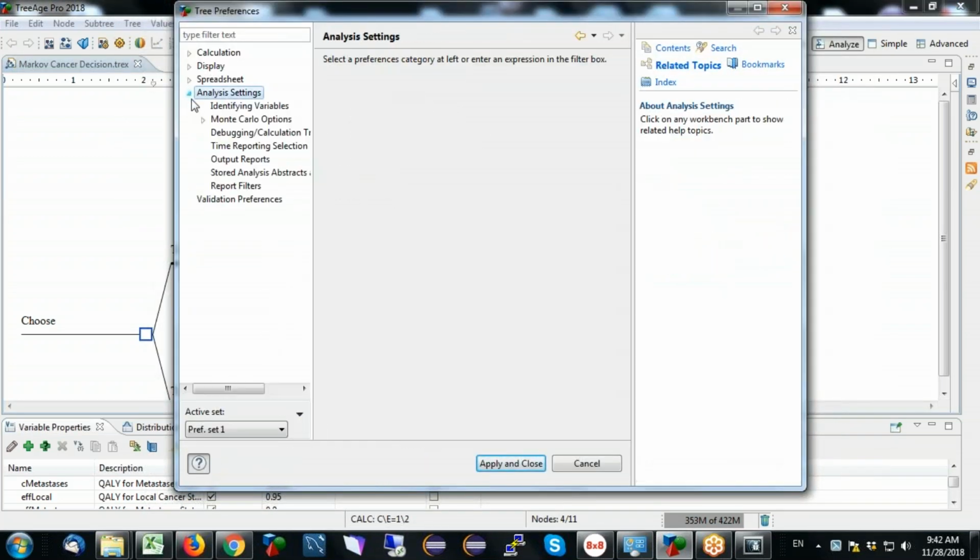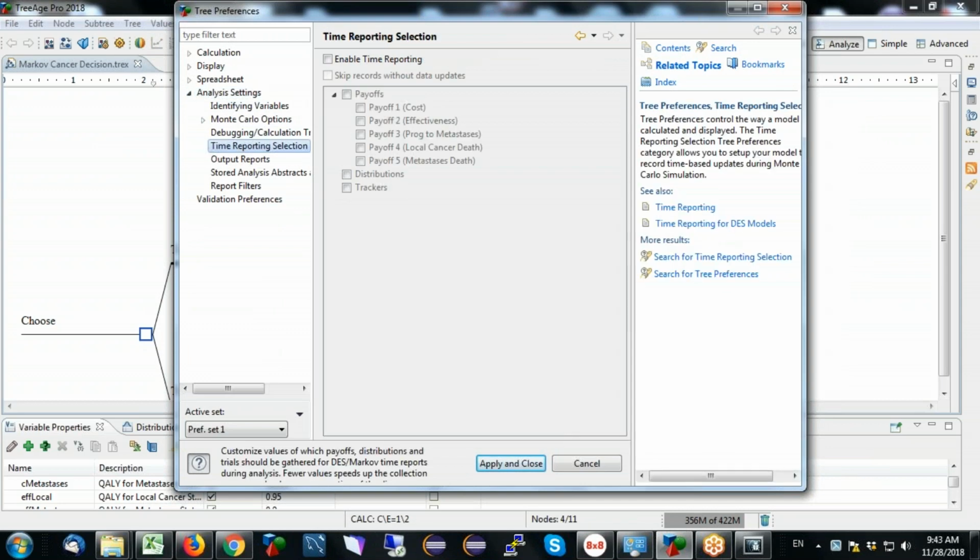Under analysis settings, there's an option called time reporting selection. It probably should have a better name for that. It's really recording patient movements through the model. So I'm just going to turn that on. I'm going to record all the payoffs. In case I wanted to limit the data, I could skip some. These are just counters in my model.